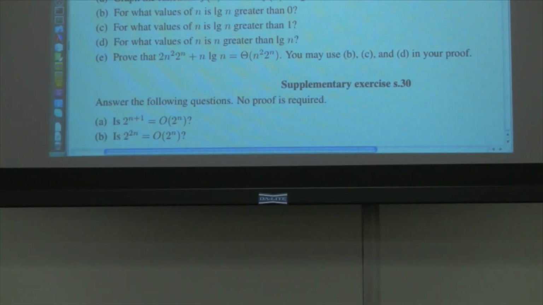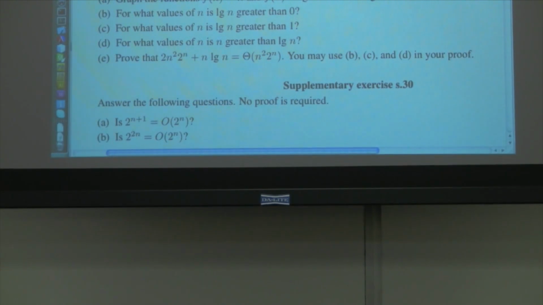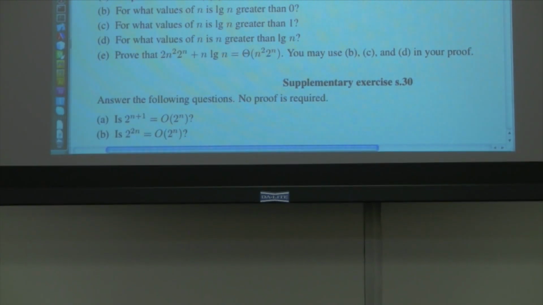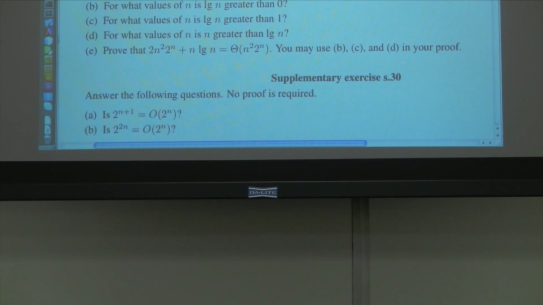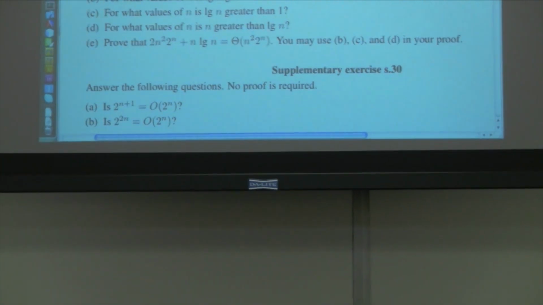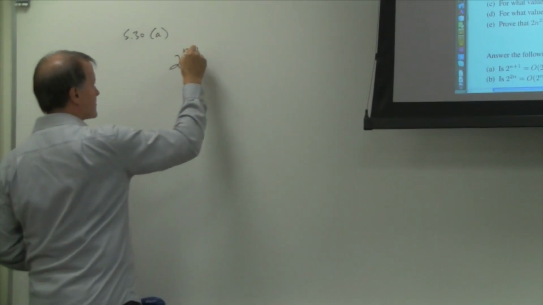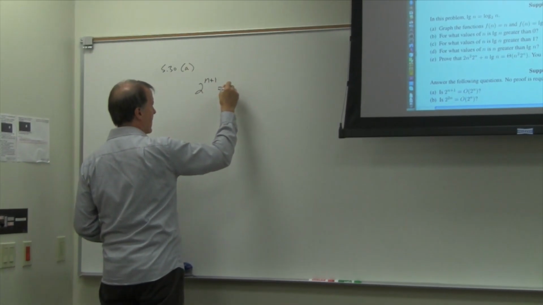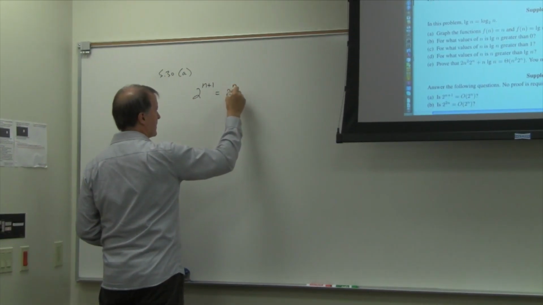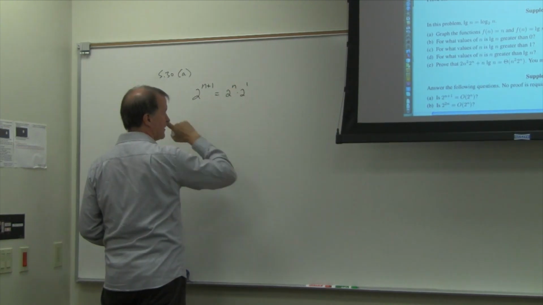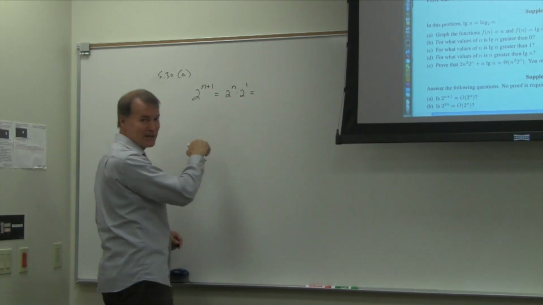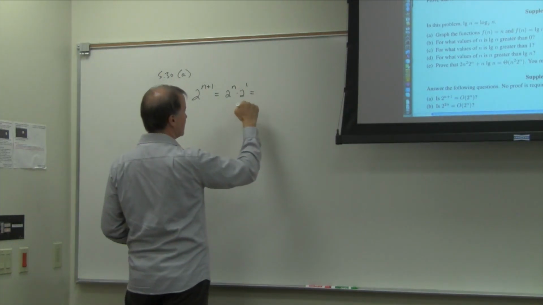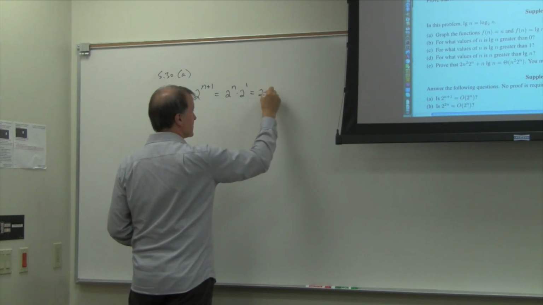Now check this out, you guys. S.30a. I think I handed out the solution with the reason here, did I? But look at this, you guys. Does everybody see that 2 to the n plus 1 is the same as 2 to the n times 2 to the 1? Are you with me on this? But that's equal to 2 times 2 to the n.